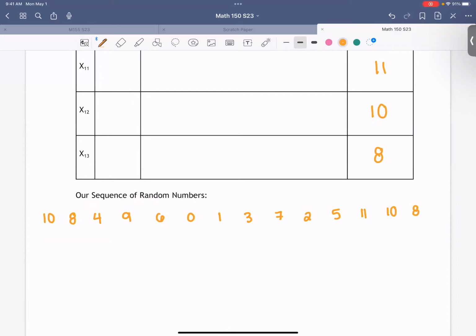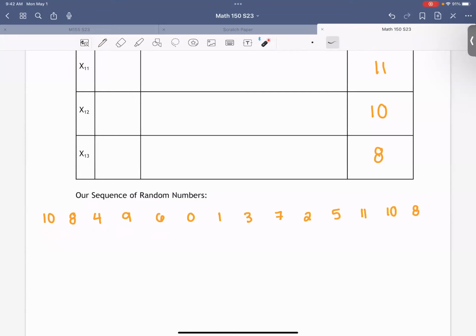So this is a sequence of random numbers and it looks a lot better than what we had before, because all our numbers are between 0 and 12, which is really nice, right? We want all our numbers to fit that description. Does anyone notice anything bad about the sequence?